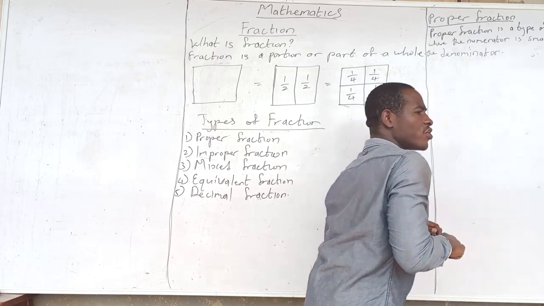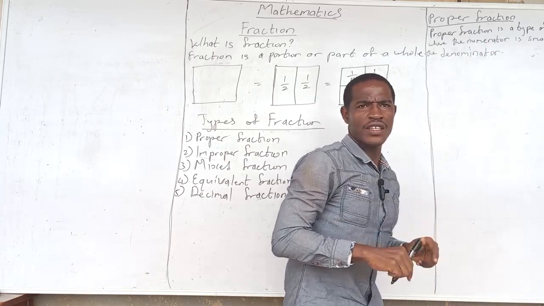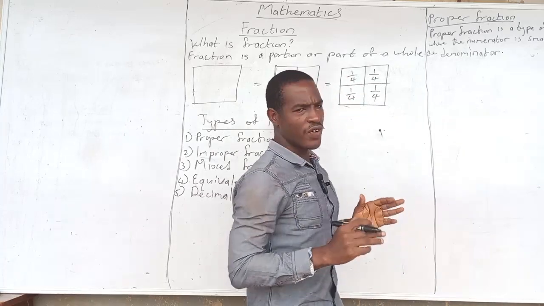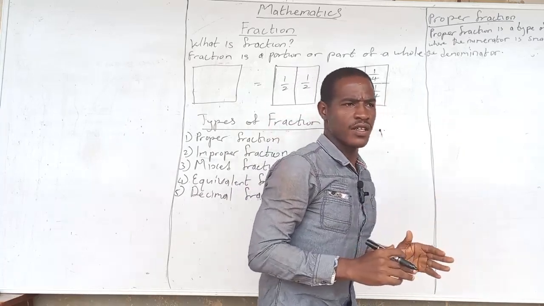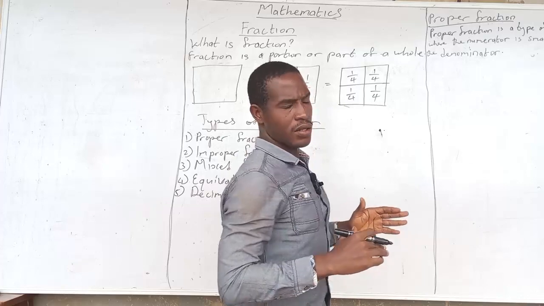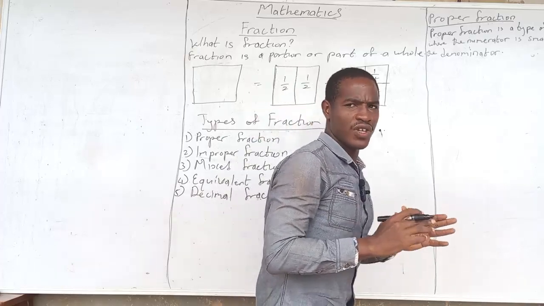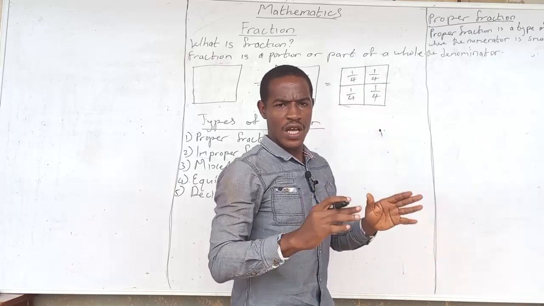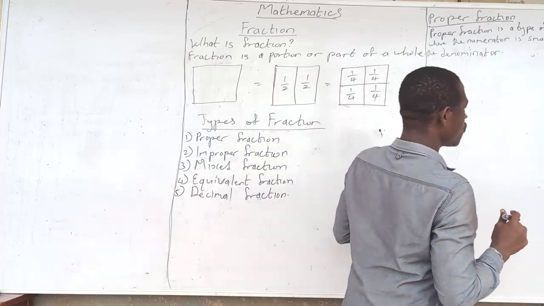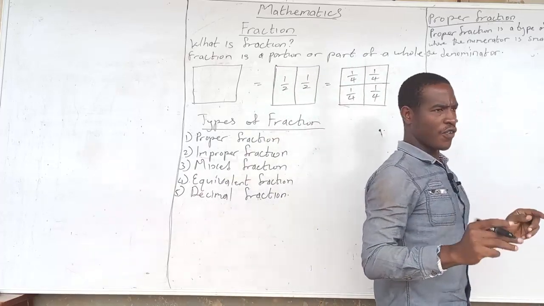Now, the proper fraction is always regarded as the normal type of fraction because it is the one that replicates breaking down of a whole. That's why we used to refer to it as the normal form of fraction.